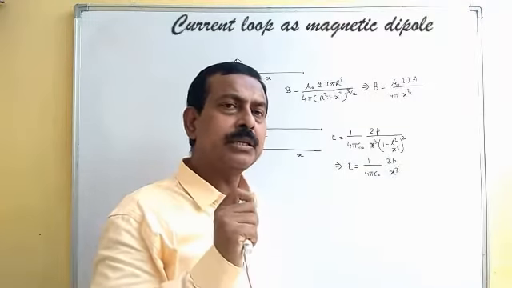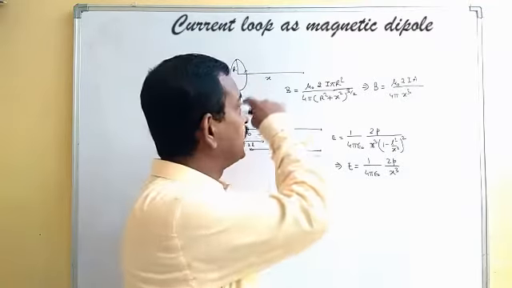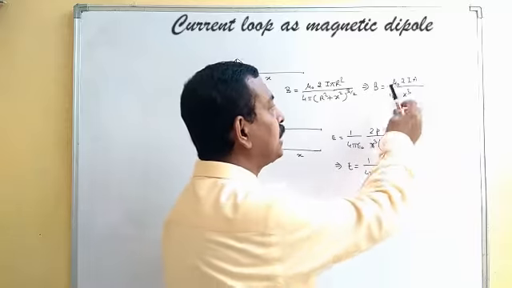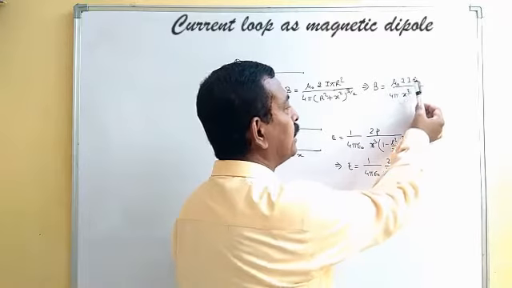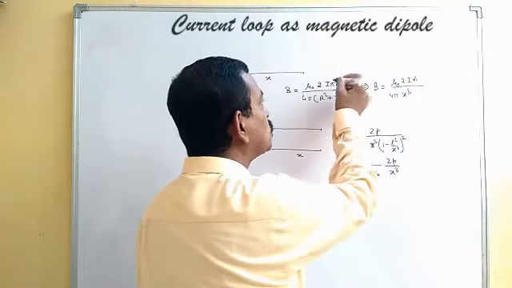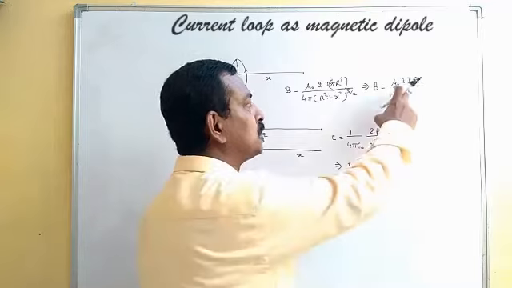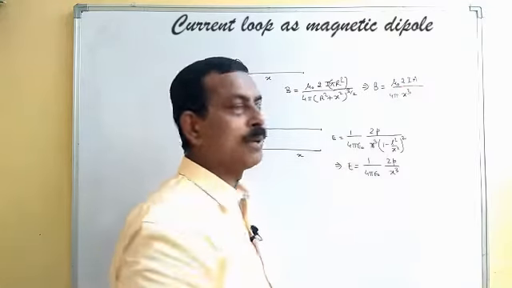If we consider that the distance x is very large as compared to its radius, then it can be written as mu naught 2 IA by 4 pi x cube. Pi r square, we can take it as the area of the loop. So this is the expression mu naught by 4 pi 2 IA by x cube.